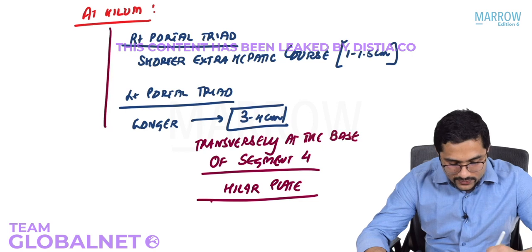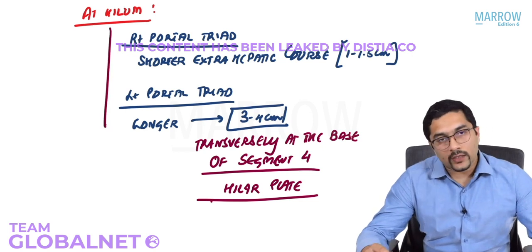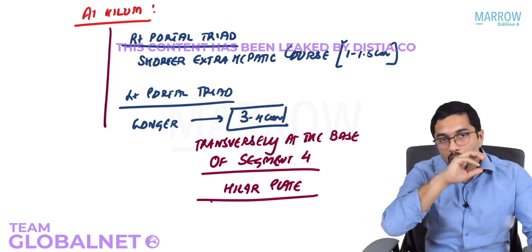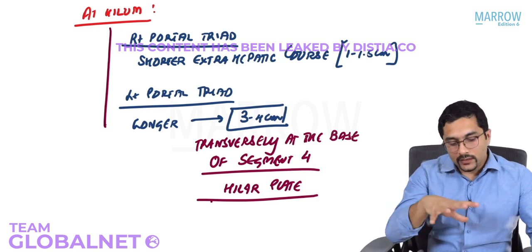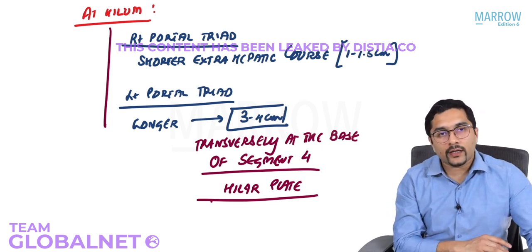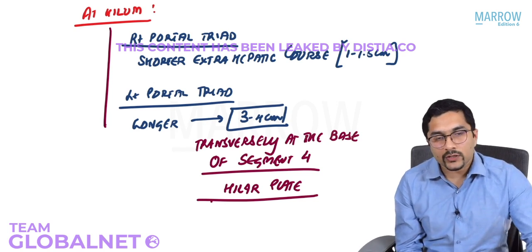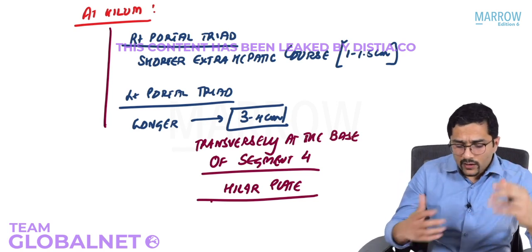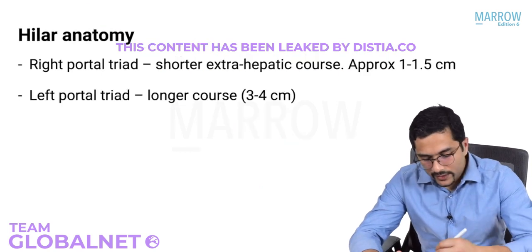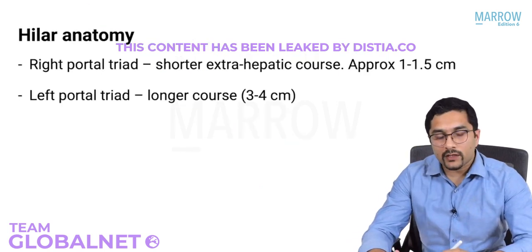The importance of this is when we are doing resections for cholangiocarcinomas or we have to do anastomosis. That is the significance of knowing which one has a longer extrahepatic course, because it will become easier to carry out anastomosis there. So these were the points regarding the surgical anatomy of the liver which I wanted you to know.